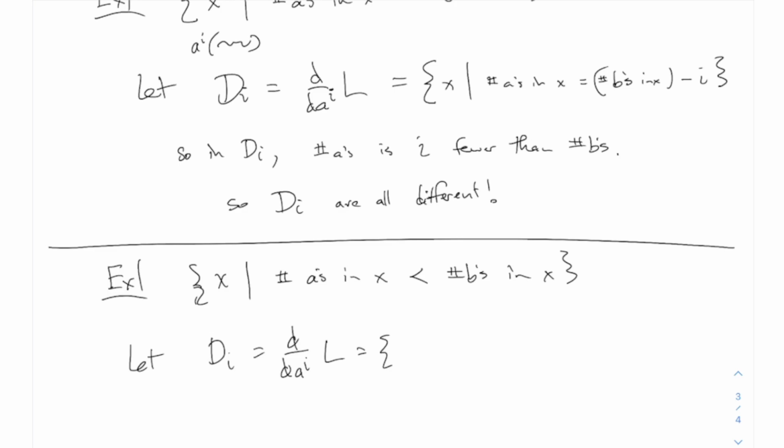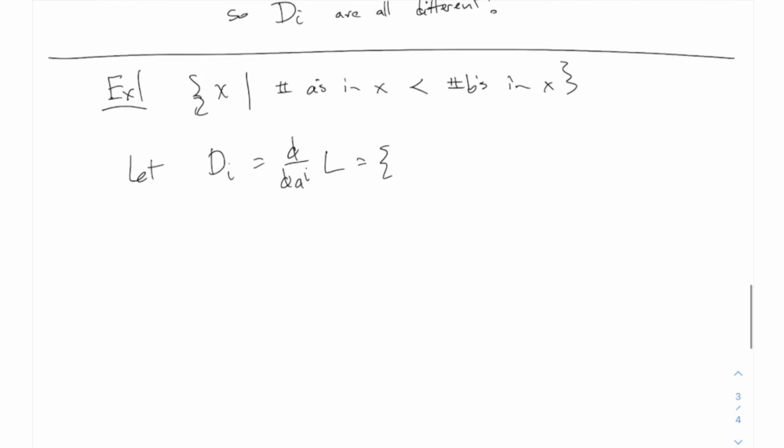How would I write what that ends up being? You take those ones which did begin with a bunch of a's, you get rid of those a's, and then what's left over? The number of a's in x is less than the number of b's in x minus i.